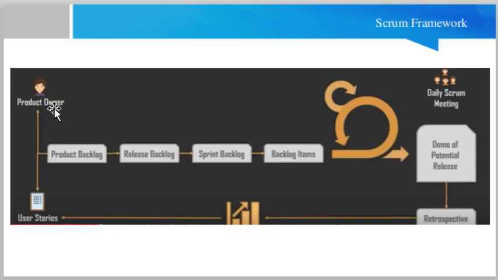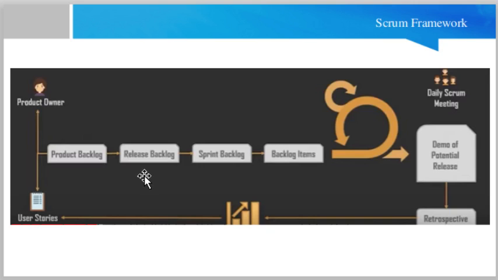The product owner has all the information about user stories. A user story is a functional requirement of the product. So the product owner makes and maintains the product backlog. The product backlog is a document which has all the functional requirements of the product which needs to be developed.